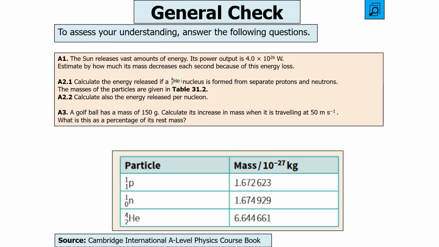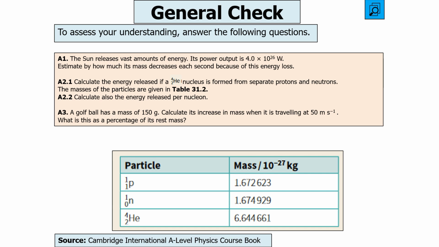The next question says the sun releases vast amounts of energy. Its power output is 4 times 10 to the 26 watts. Estimate how much its mass decreases each second because of this energy loss. Then calculate the energy released if a helium nucleus is formed from separate protons and neutrons. The masses are given in the table below. Calculate the energy released per nucleon.